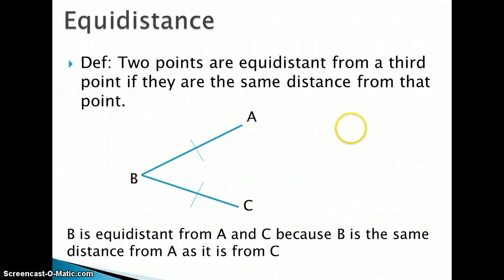Equidistant has to do with the distance that a point is from two others. So 2 points are said to be equidistant from a third if they are the same distance from that third point. So in this diagram here, we know that B is equidistant from A and C because we're marking off that AB and BC are congruent. So that means that the distance from B to A is the same as the distance from B to C. So effectively what we have here is two sides being congruent gives us one equidistant point.